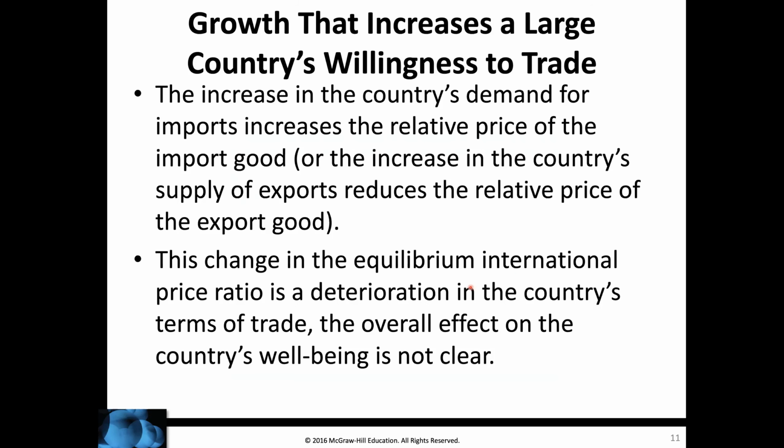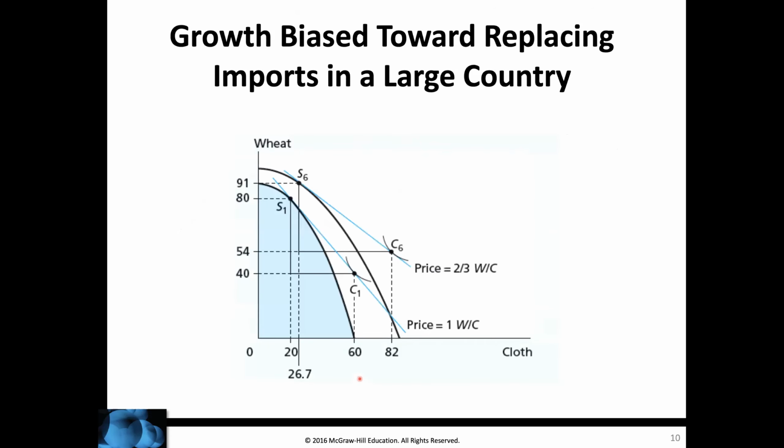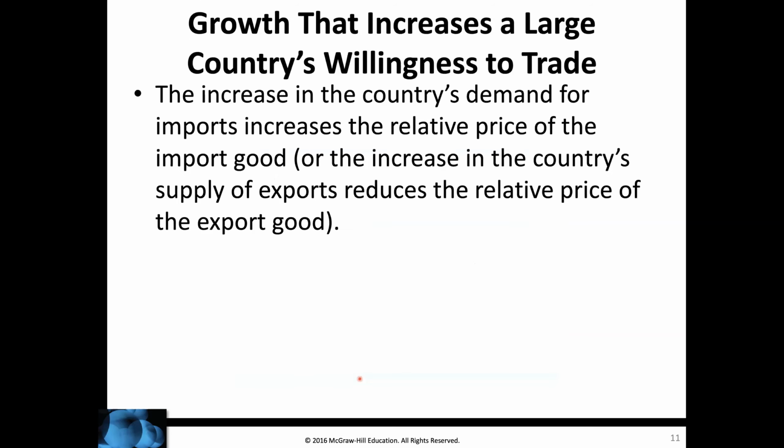So this change in the equilibrium international price ratio is a deterioration in the country's terms of trade. The overall effect on the country's well-being is not clear. So we saw in the previous slide that a decrease in the demand for imports affected the world price. In this case, we're saying an increase in the country's demand for imports will increase the relative price of the import good.